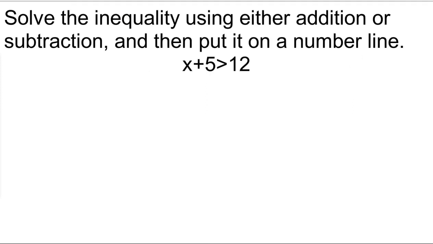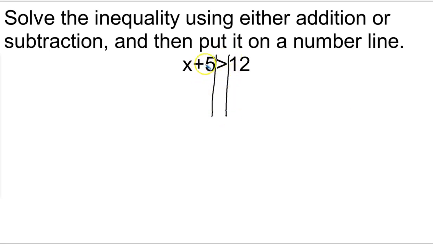So now I've got other examples for you. Solve the inequality using either addition or subtraction and then put it on a number line. Go ahead, pause. Work it out yourself. All right, hopefully you paused by now. You guys can make your walls.